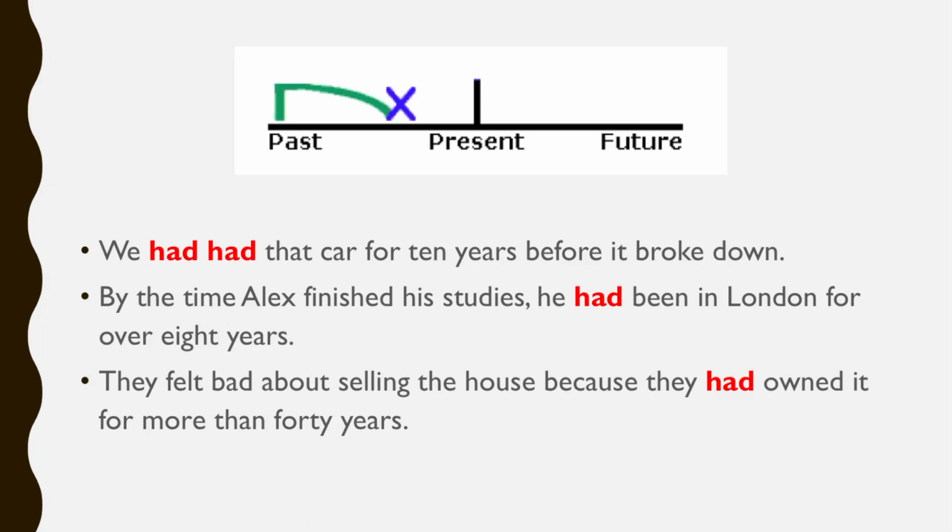So for example, we had that car for 10 years before it broke down. And by the time Alex finished his studies, he had been in London for over 8 years. They felt bad about selling the house because they had owned it for more than 40 years.